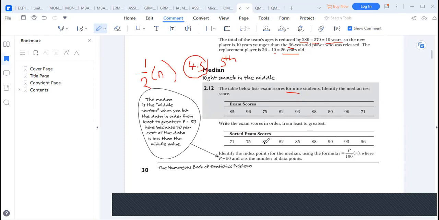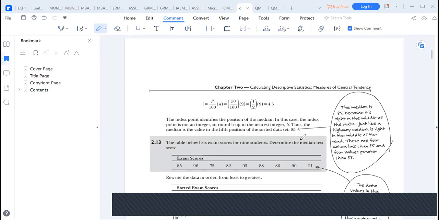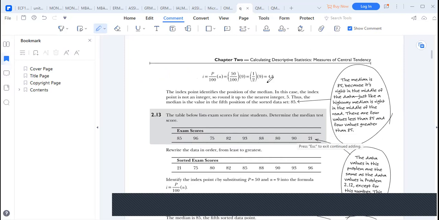So 1, 2, 3, 4, 5. So this is our median. It also tells you this side we have 1, 2, 3, 4 numbers. This side we have 1, 2, 3, 4 numbers. So the median is 85. So 4.5, using the index, we round up to the nearest integer, which is the fifth, so 85.